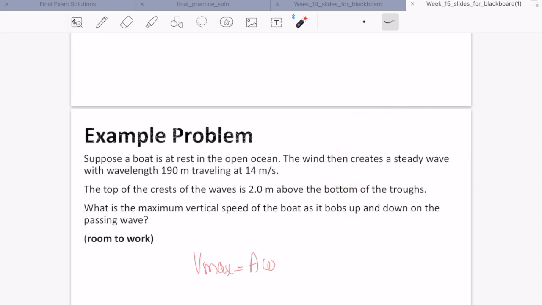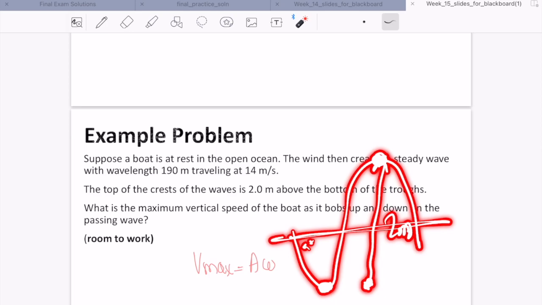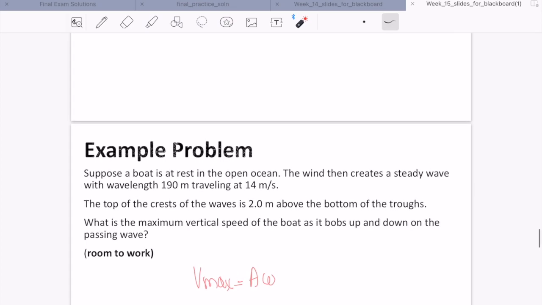So what is my amplitude? If they're saying the crest is 2 meters above the trough, then what's my amplitude? Not 2. It would be 1, because it's from the zero point here to the crest, or the distance from the equilibrium to the crest, or from the equilibrium to the trough. So it should be half of that, at 1. So that's our amplitude there.